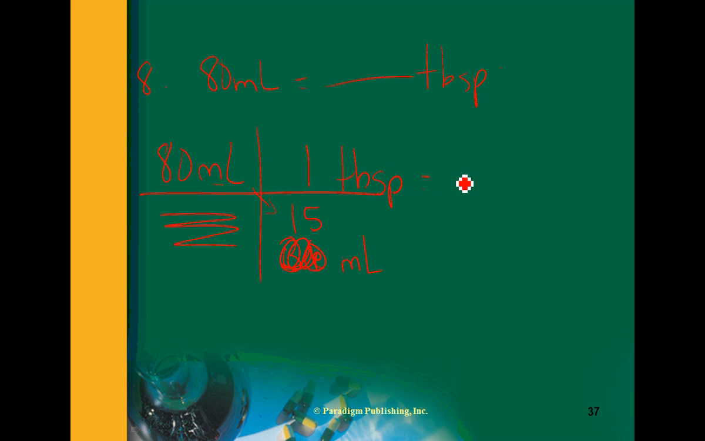So 80 times 1 is 80. And then 15 times nothing is 15. 80 divided by 15 is going to be 5.33 tablespoons. And then you could put that as 5 1/3 if you wanted to, but you don't have to. So 80 divided by 15 is 5.33 tablespoons. 80 milliliters, if you converted that over into tablespoons, would make 5.33 tablespoons.